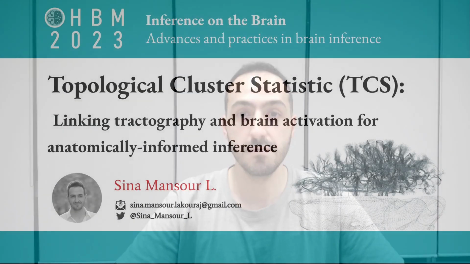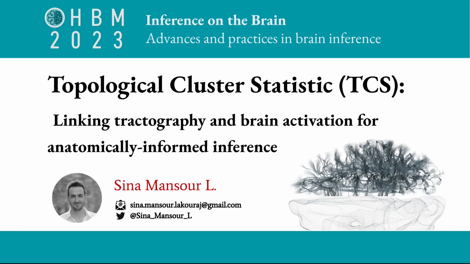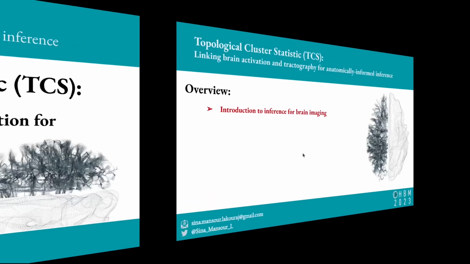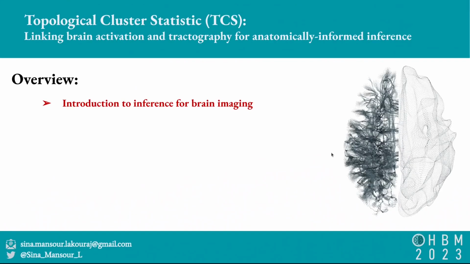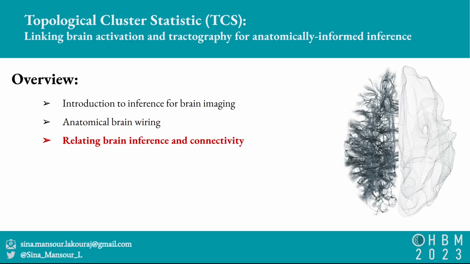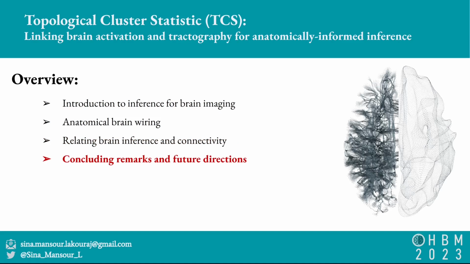Hi everyone, I'm excited to talk about topological cluster statistics, which is a novel brain inference approach that uses information from structural connectivity to derive anatomically informed brain inferences. Today's talk will include an introduction to inference for brain imaging. We'll then talk about anatomical brain wiring maps, and we then try to link the two and explain what topological cluster statistics does. Finally, we'll end with some concluding remarks and points for future directions.